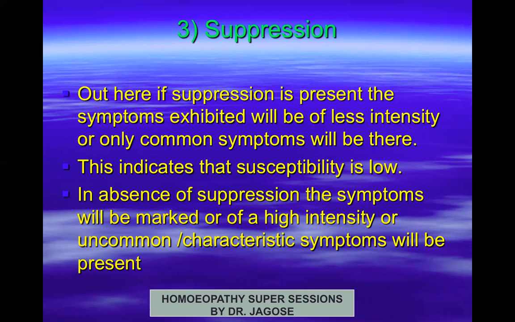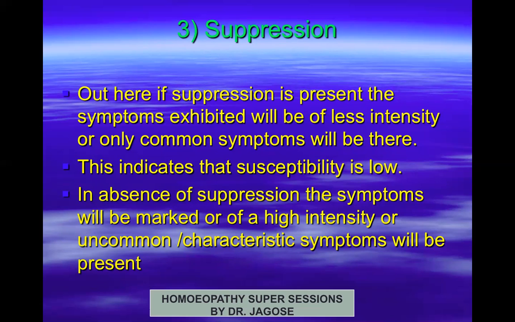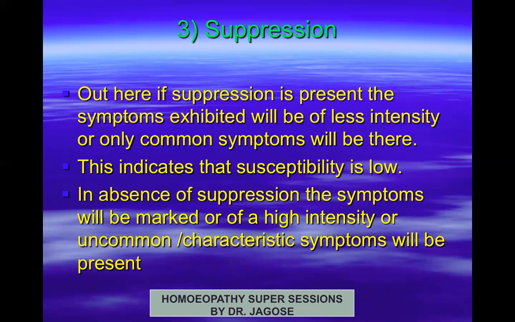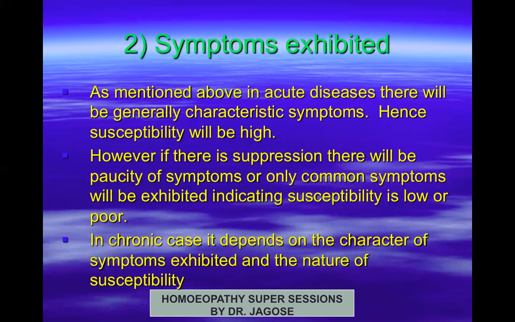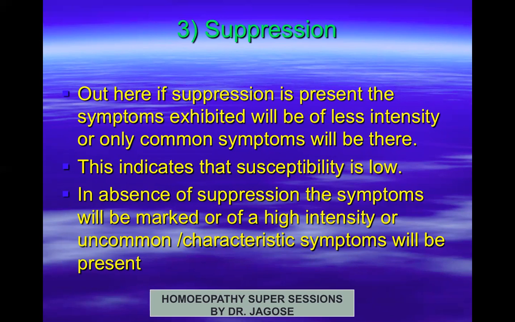So please remember, this point of suppression can be compared with point number two, symptom exhibited. Suppose you're confused whether you're right or wrong. You have to just see this point of suppression. Suppose you have written it is an acute case, the symptom exhibited is characteristic, and you say there is history of suppression, then you will be wrong. Why? If there's a history of suppression, then naturally symptom exhibited will be poor, and in an acute case generally the symptom exhibited is characteristic, but in this case it is poor. So therefore you can again cross check whether you're right or wrong.